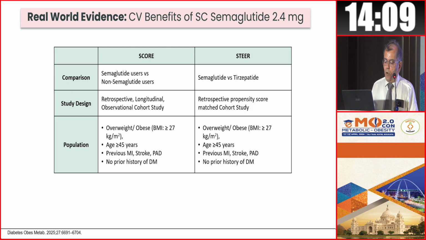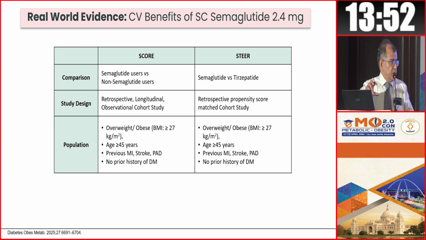It was a retrospective longitudinal observational cohort study, and the cohort characteristics were obesity with a BMI more than 27, age more than 45, a history of a previous MI, stroke, or peripheral arterial disease, and no prior history of diabetes. The STEER study was, and it remains till date, the only head-to-head comparison.